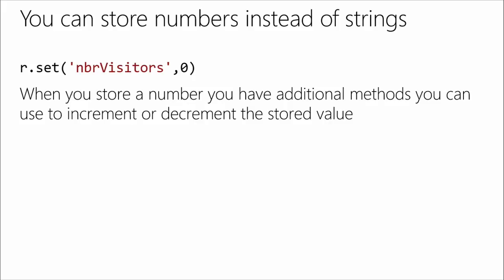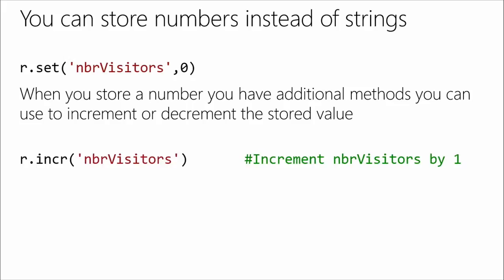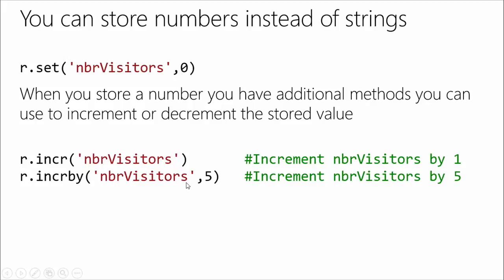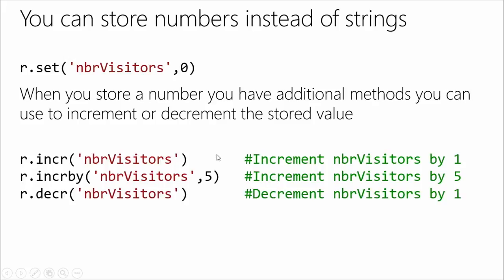One of the neat things is that if you do store a number, there are some extra methods you can use to increment and decrement the stored value: add 1 or subtract 1. If I call increment, it will literally add 1 to number of visitors, so from 0 to 1. You can also say increment by, so you can add 5, add 2, add 6, whatever the number is you need to increase it by. There is also a decrement, which reduces number of visitors by 1.